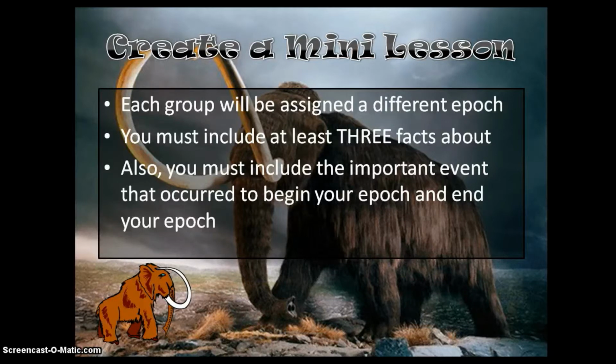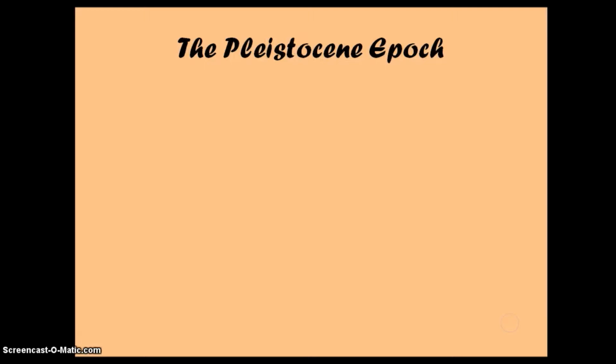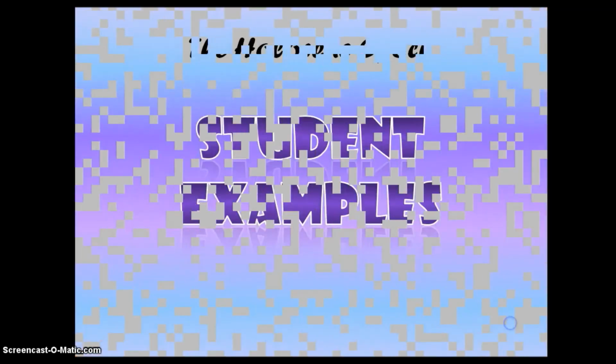And they also had to include in those 3 facts, they could also have more if they wanted to. They needed to include the important event that occurred at the beginning and the end of their epochs, as this marked the change in epochs. Important events that occurred marked these changes. And here's examples of the blank slides that I assigned to each of the kids. And they were just very basic, and then the kids were able to add on themselves.